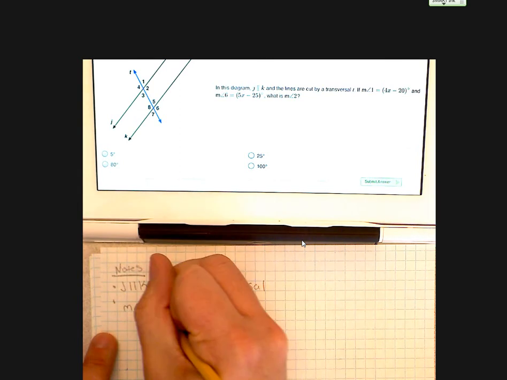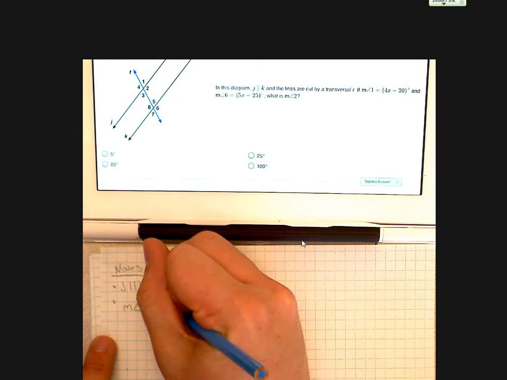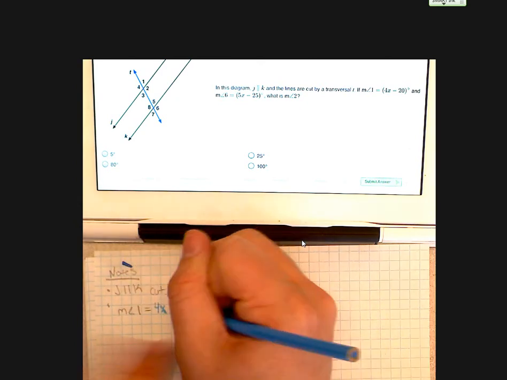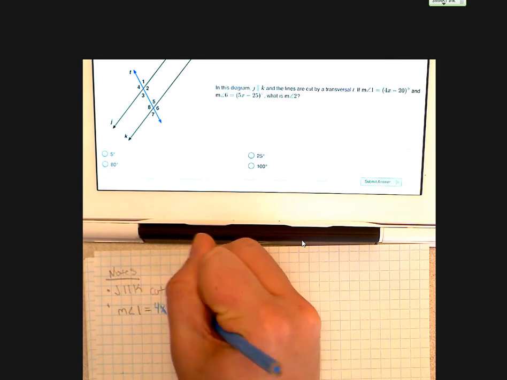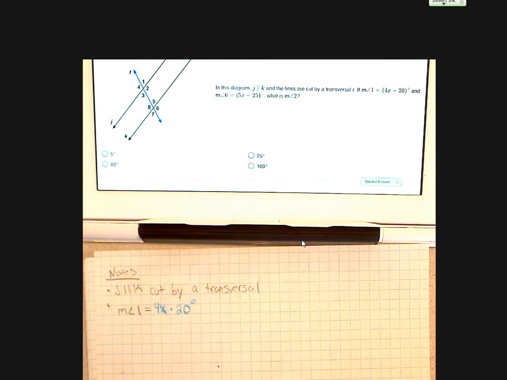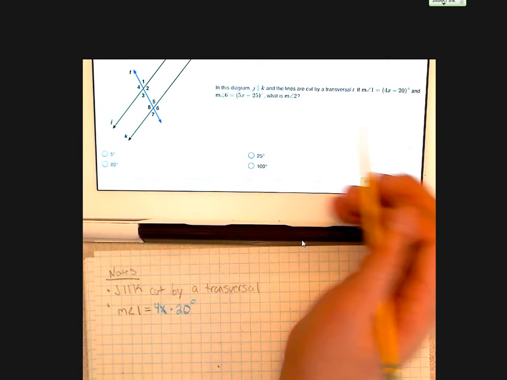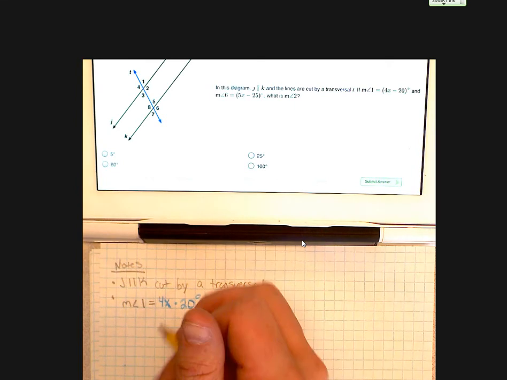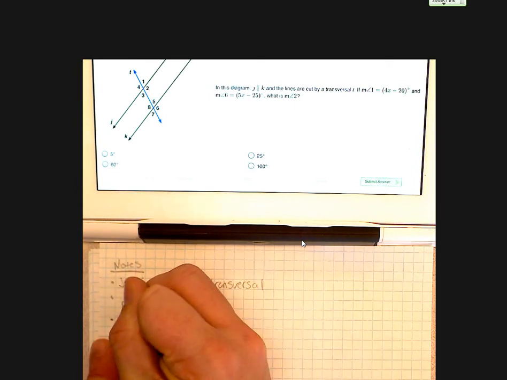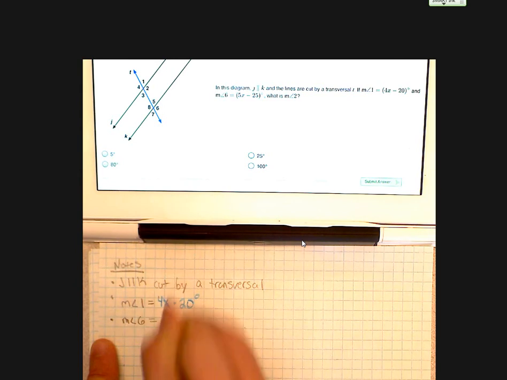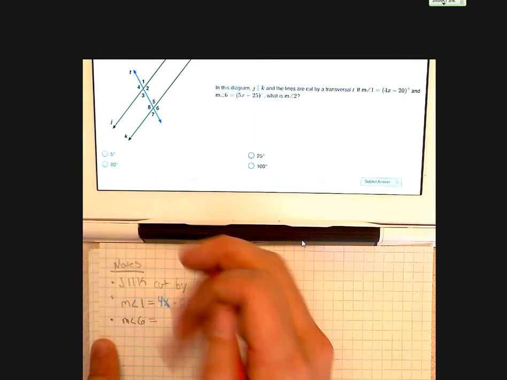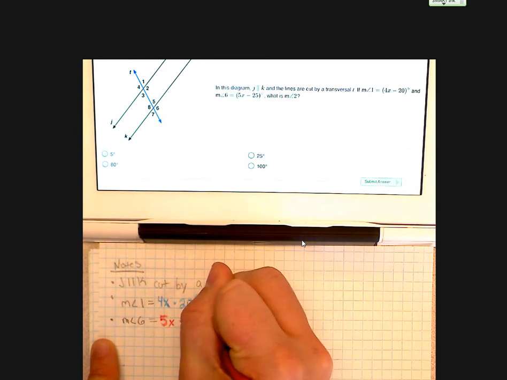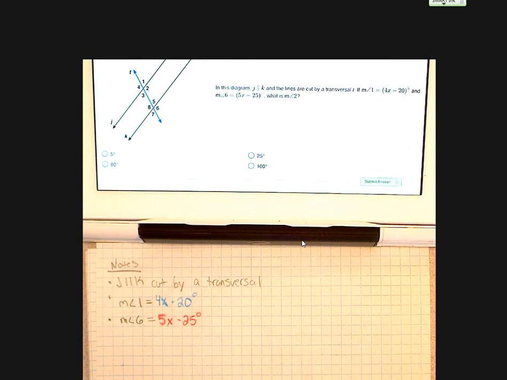Equals, I'm going to actually do this in blue so we can see it later. 4x minus 20 degrees. And they also told us that the measure of angle 6 equals 5x minus 25. So I'm going to write that in another color. The measure of angle 6 equals 5x minus 25 degrees. Okay? And those are my notes about the problem.